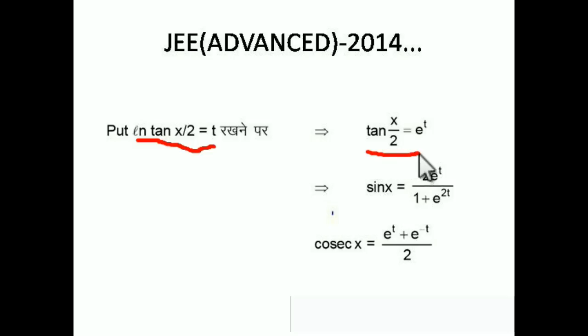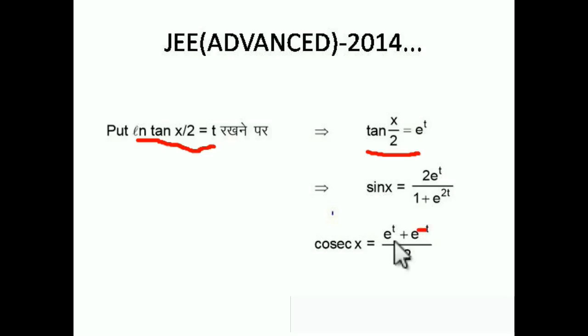t. Then sin x becomes 2 into e raised to t upon 1 plus e raised to 2t. We all know this formula, 2 tan theta upon 1 plus tan square theta, sin 2 theta's formula, that is 2 tan theta by 2 upon 1 plus tan square theta by 2. Okay, so we all know that formula. And if we have sin x, then cosec x equals 1 plus e raised to 2t upon 2 e raised to t, and then dividing by e raised to t, we have this value. Here it is, minus sign is there.